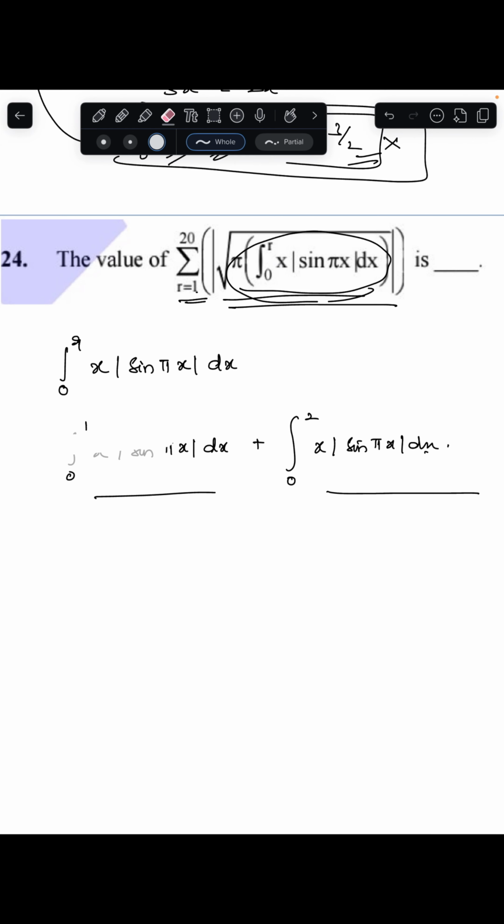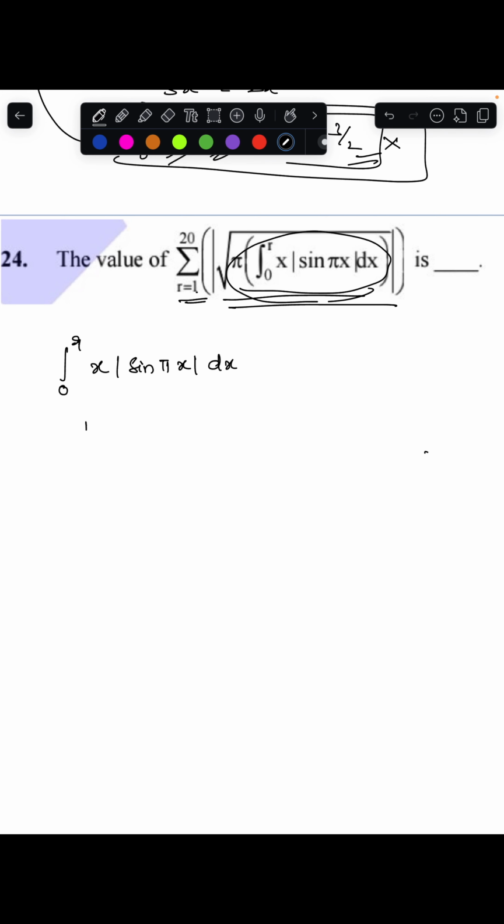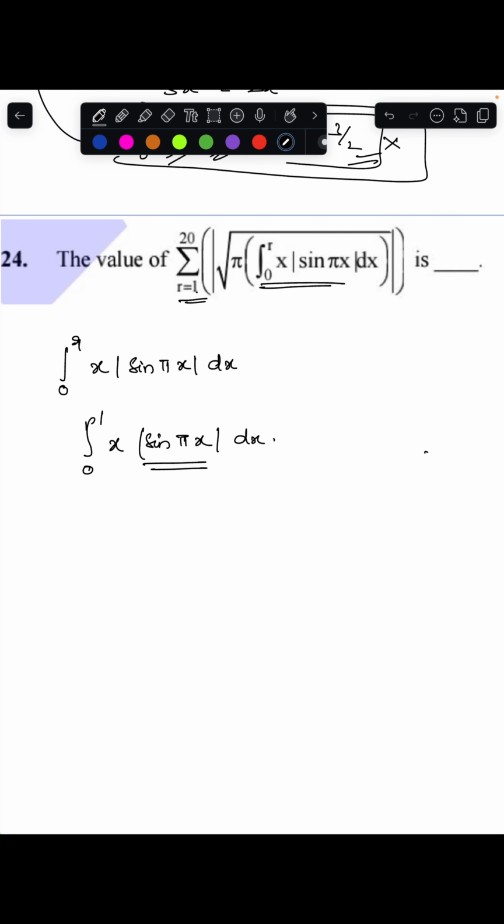So let us solve step by step. I will solve the first term when r is 1, right? So now integral from 0 to 1 of x sine of pi x modulus of sine of pi x dx. As the modulus is given, whenever modulus is given, always try to remove the modulus, then solve the question. Here, if x is between 0 to 1, the argument is between 0 to pi. In 0 to pi, sine is positive. As it is positive, you can take off the modulus.